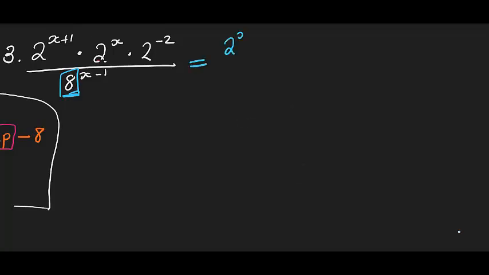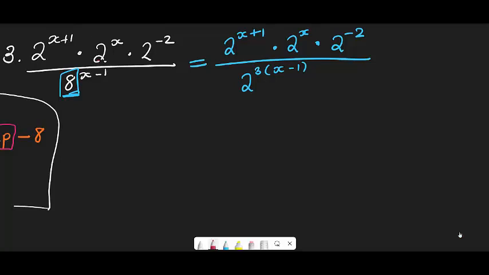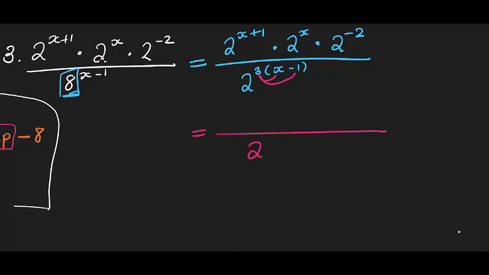So my numerator stays 2 to the power of x plus 1 multiplied by 2 to the power of x multiplied by 2 to the exponent negative 2. 8 becomes 2 to the power of 3, and then my x minus 1 goes in brackets. That is step 1. For step 2, I'm going to multiply this in here, so that becomes 2 to the power of 3x minus 3.